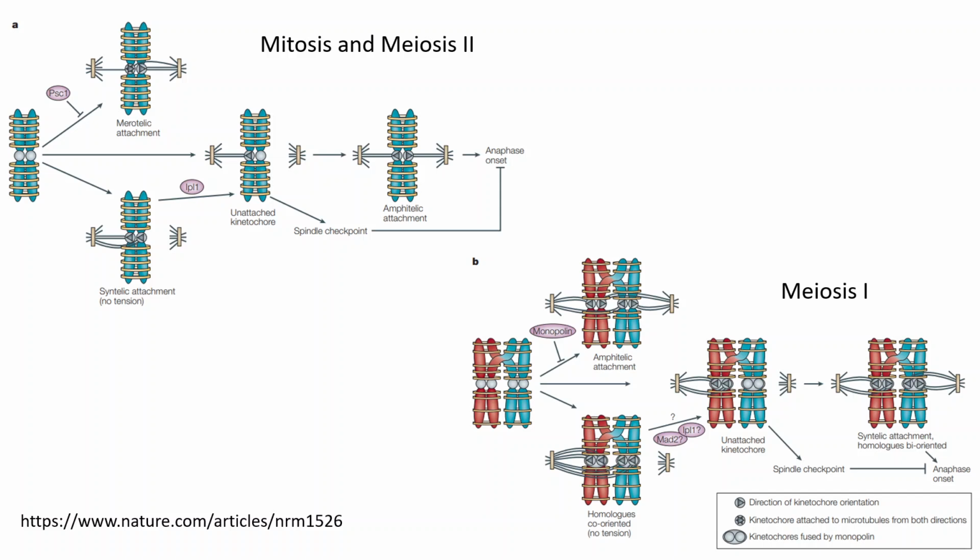So that is all about these types of attachments. It's another regulatory and quality control process in mitosis, meiosis 2, and meiosis 1. I think these proteins are specific to budding yeast. There will be similar homologs in other organisms as well.